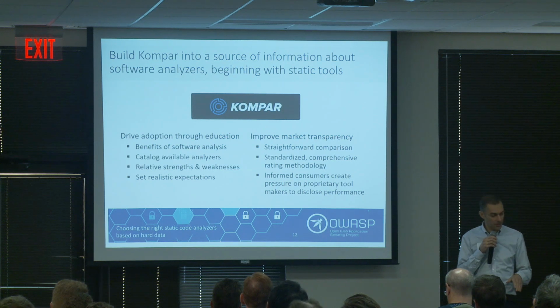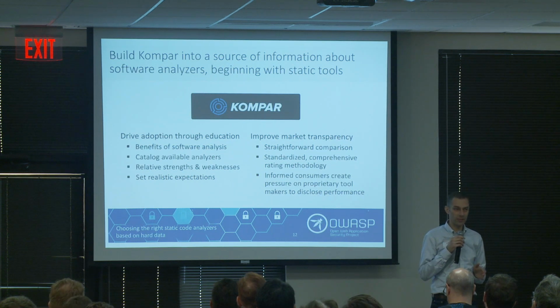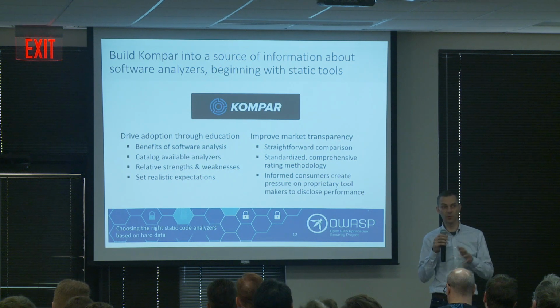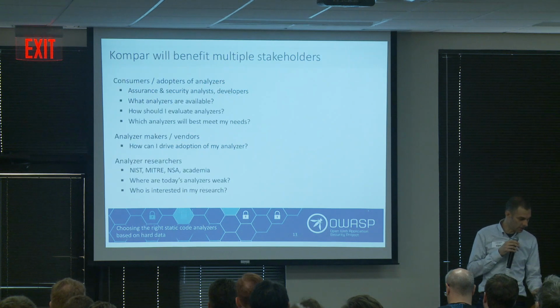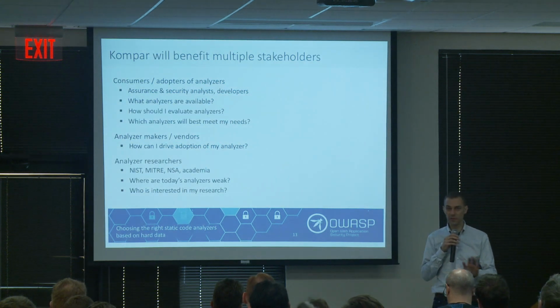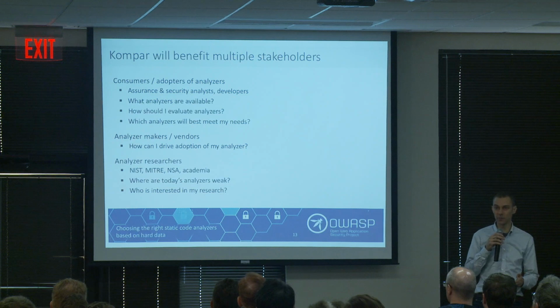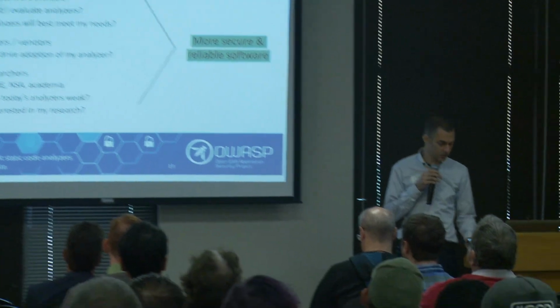And then on the right-hand side, there's some nuance here with the proprietary and the open source analyzers. The proprietary makers of analyzers don't always allow you to publish information about their tools. So if I can improve market transparency and create pressure on them to make better informed customers, right? That's a secondary goal. And so I think most of the people in the room here fit into this top category. There's some other people who might find this capability that we're building useful. And like I said, our goal really is to just improve the security and reliability of software.